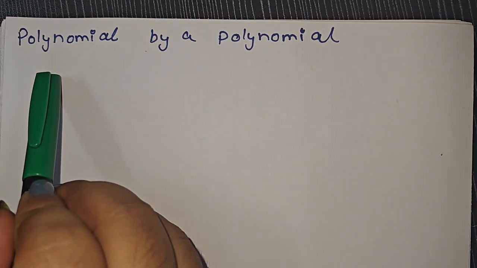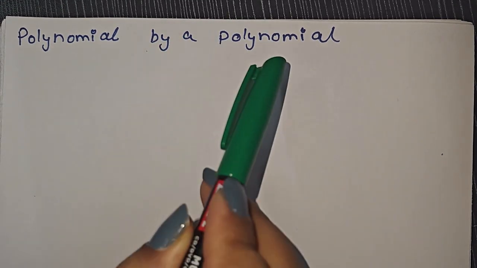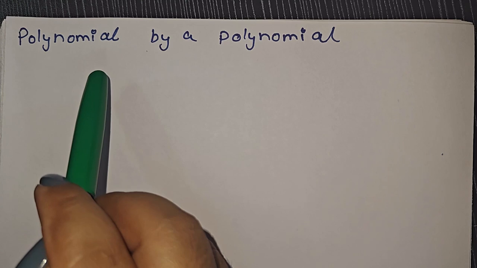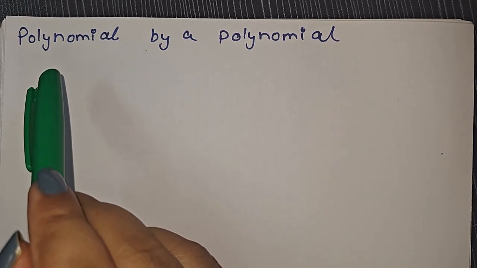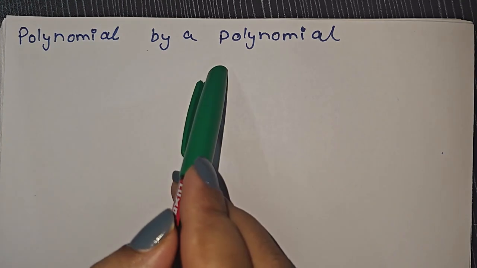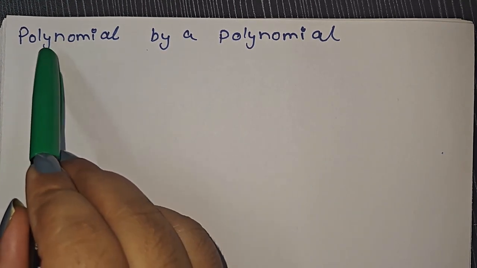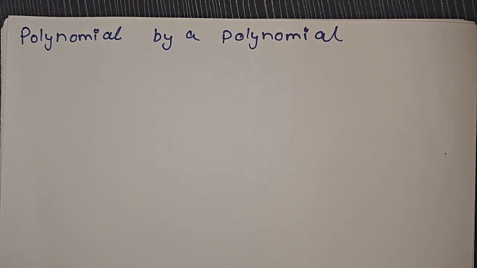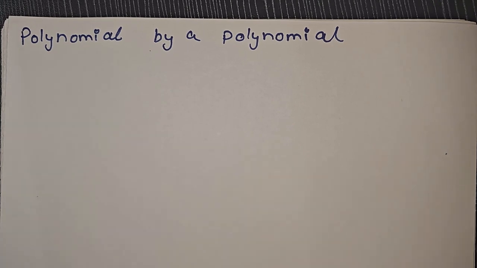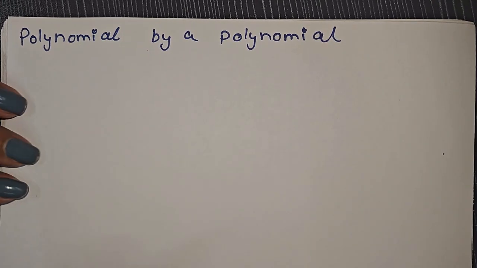Today we will be dividing a polynomial by a polynomial. So far we have seen a monomial divided by a monomial, and a polynomial divided by a monomial, and today we will be working on a polynomial by a polynomial. There are a few steps which we have to follow, so I will explain it to you using an example.